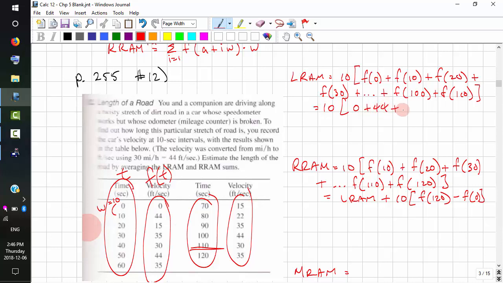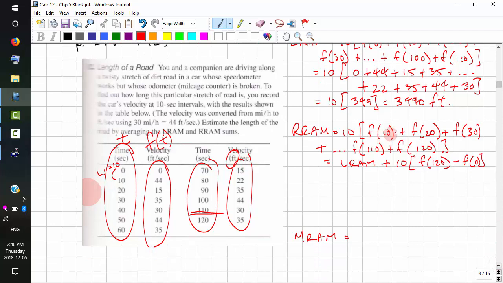So 0 plus 44 plus 15 plus 35 plus 22 plus 35 plus 44 plus 30. And we stop it there. And this is 10 times 349. So the answer is 3,490 feet. Please notice your units. Feet per second times second. The seconds cancel out and we're left with feet.